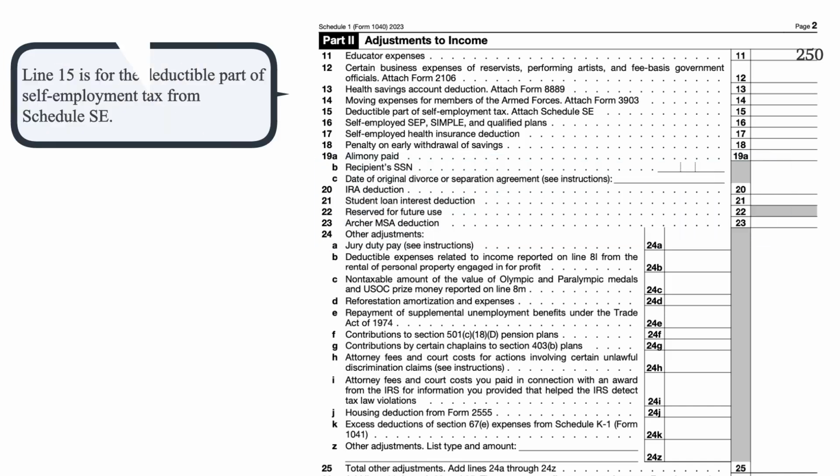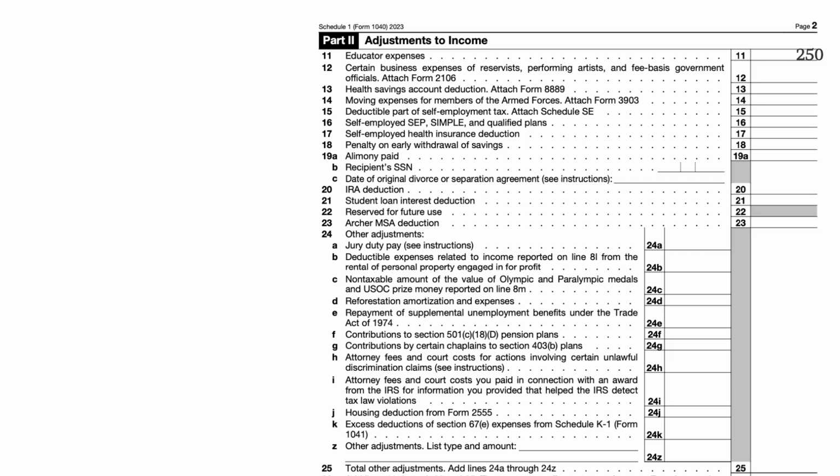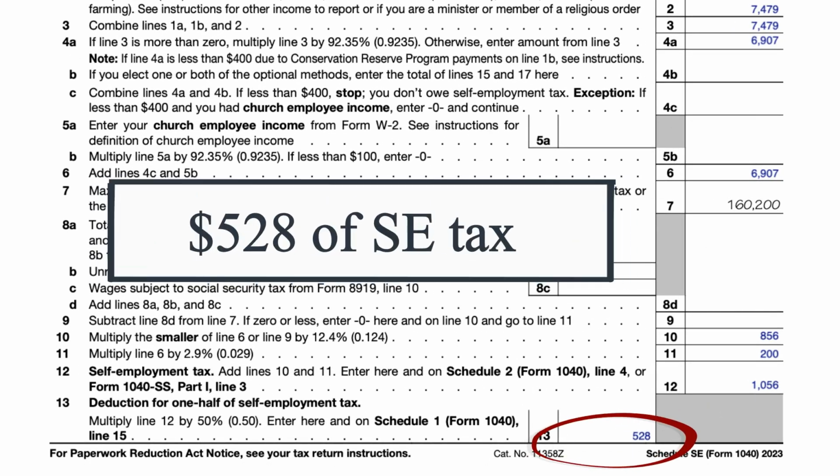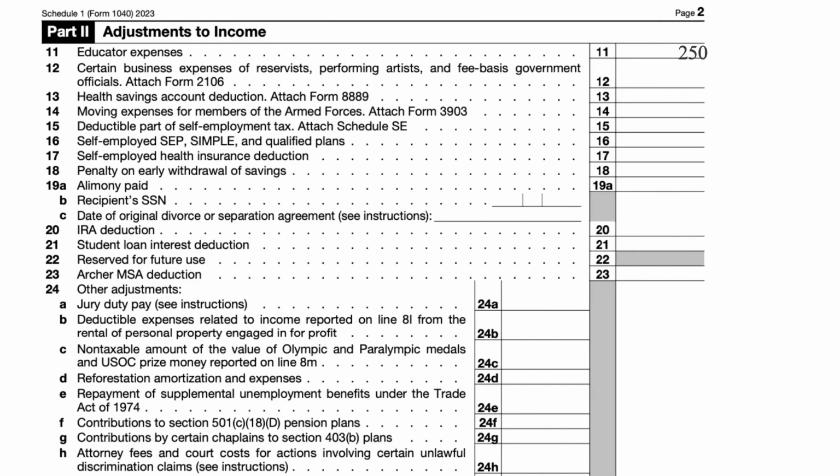Line 15 is for the deductible part of self-employment tax from Schedule SE. Emily has a small business selling science kits during summer break, so she will have a deductible part of self-employment tax. How to fill out Schedule SE will be explained in the Small Business and Depreciation course in our reading assignment. But for right now, we can go to Schedule SE and take the amount from line 13. 50% of self-employment tax is deductible, and this amount goes on line 15 of Schedule 1.